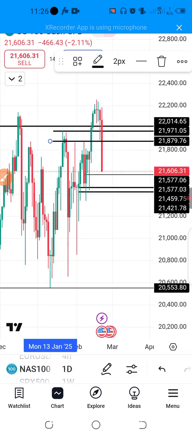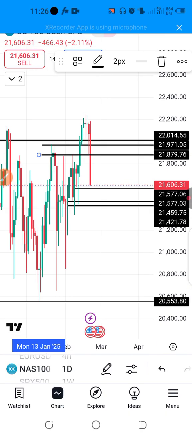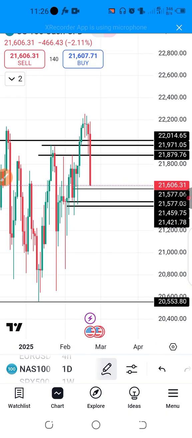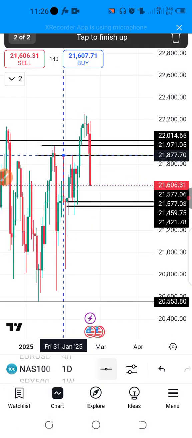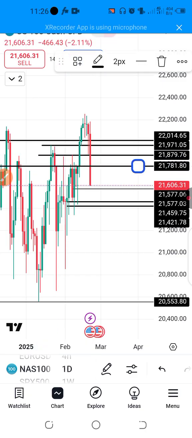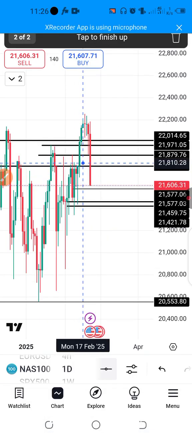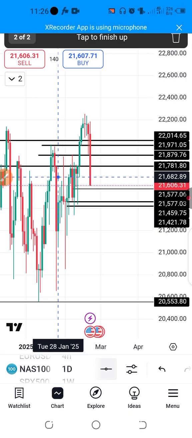So it can hit this. I'm seeing this level here. Okay, let's do another one. I'm seeing this level. It can hit this. That is the highest it can go. Then it can also hit this. I'm seeing another level here.